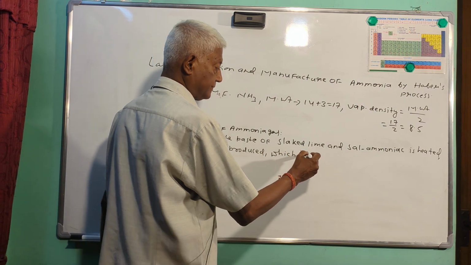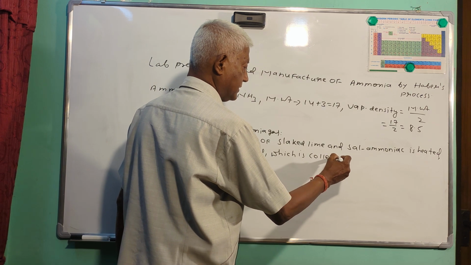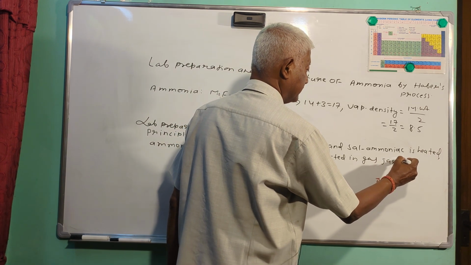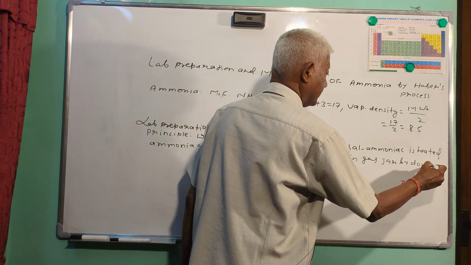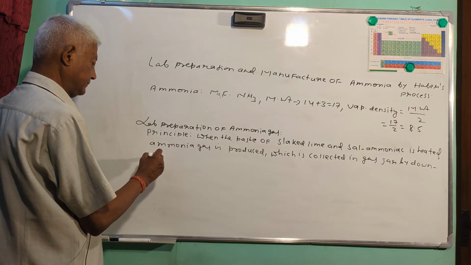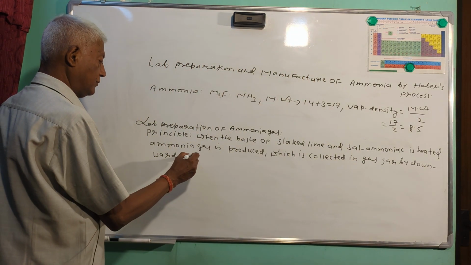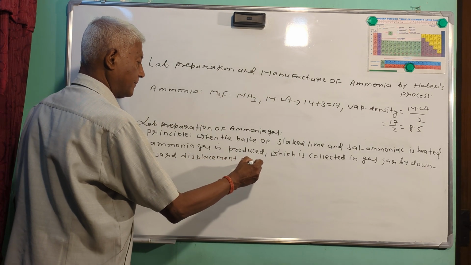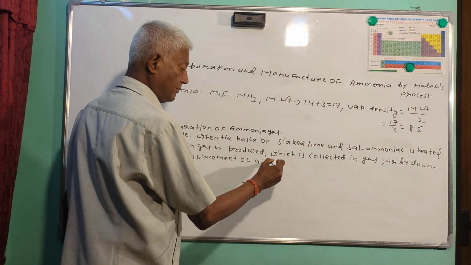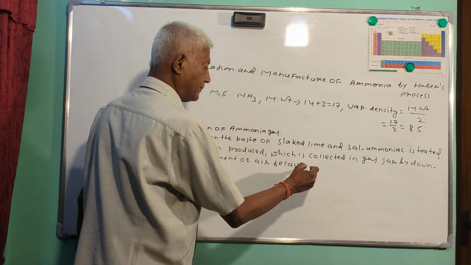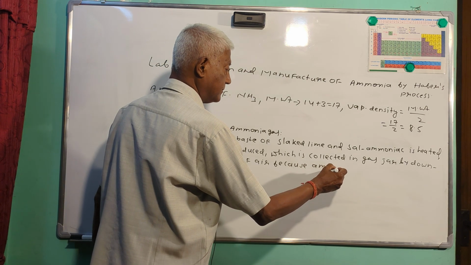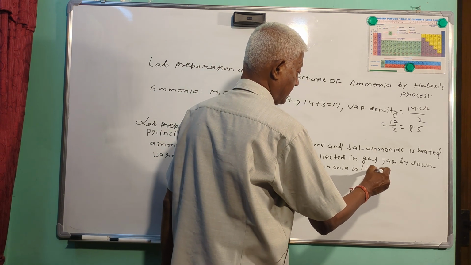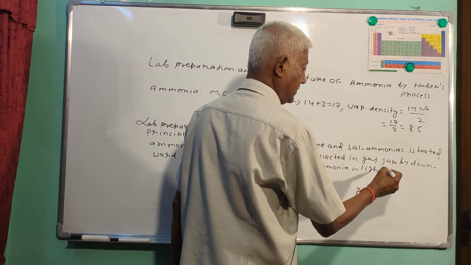which is collected in a gas jar by downward displacement of air. Why? Because ammonia is lighter than air.